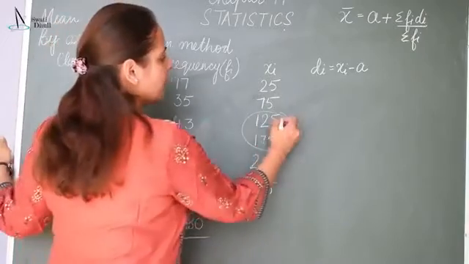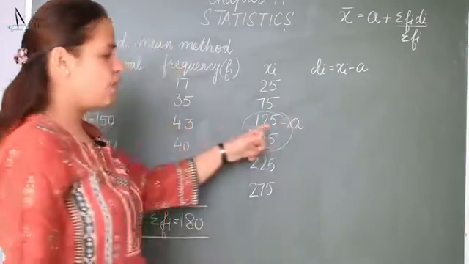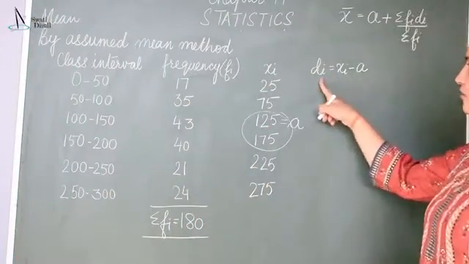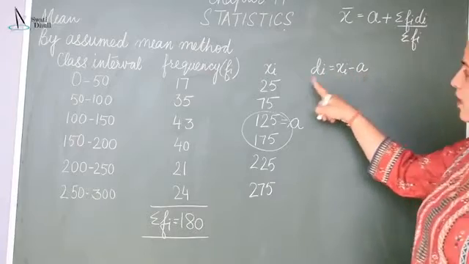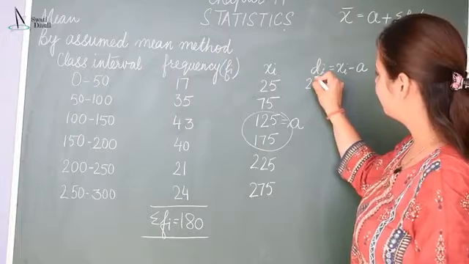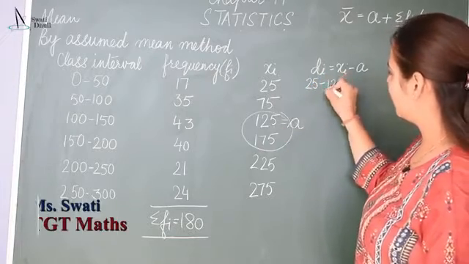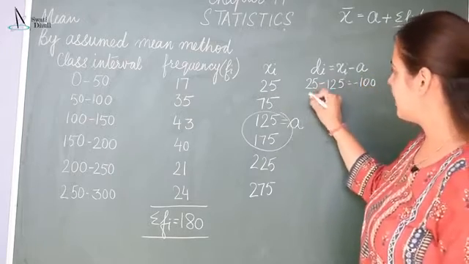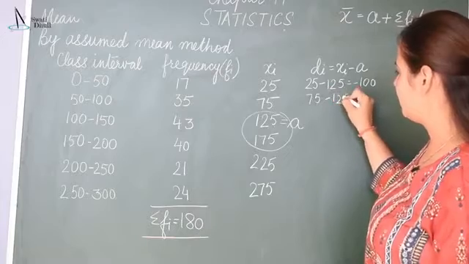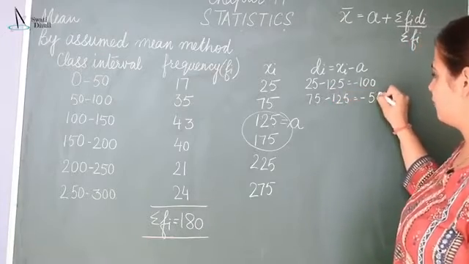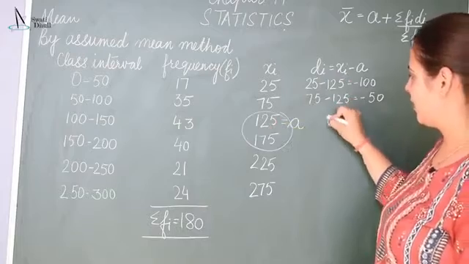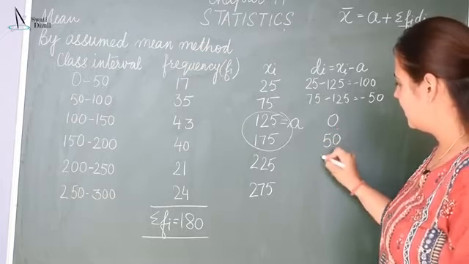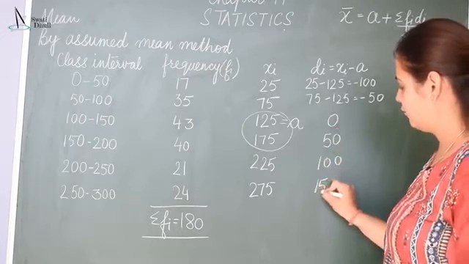So let me assume a as 125. I will find out the value of di as xi minus a. So xi is 25 minus 125, I will get here minus 100. Similarly, 75 minus 125, I will get here minus 50. Then 125 minus 125 is 0. Then 175 minus 125, I will get here 50, and then 100, and then 150.